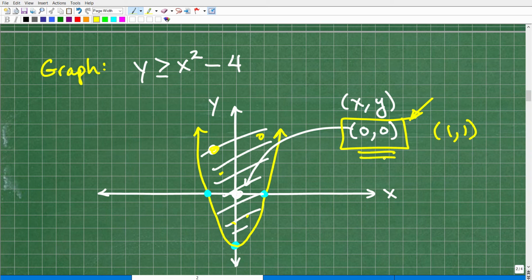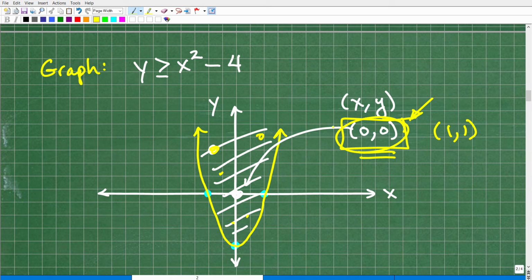Now, when can't we use 0, 0? The only time we cannot use 0, 0 is if our parabola actually goes through the origin. If it goes through the point 0, 0, then we have to pick a different point. You can't pick a point that's actually on the parabola, because we're trying to determine which side of the parabola is true or false. So what does it mean to be true or false? I'm going to show you right now.